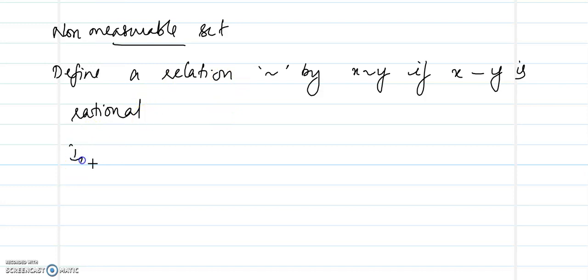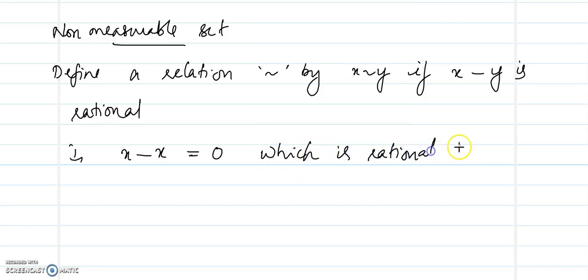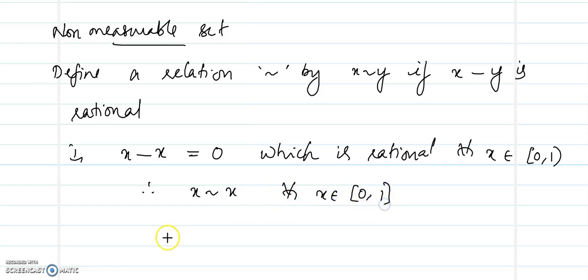First, when you take x minus x, x minus x is equal to 0. So that's a rational number. So it is rational for all x belonging to [0,1). Therefore we can say that x is related to x for all x belonging to [0,1). Therefore the relation is reflexive.